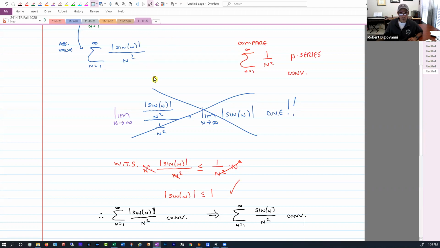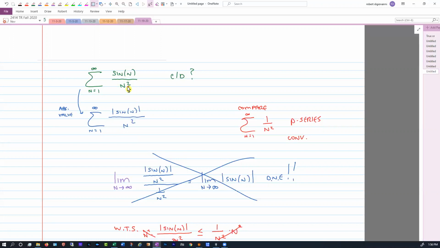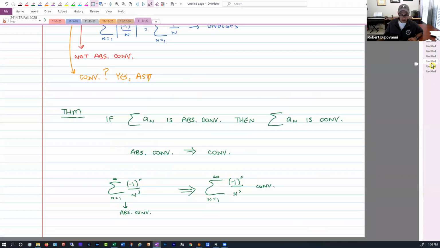I think it might be worth running through that one more time. We started out with something. It was not alternating. Look, everyone, if this had been an alternating series, I just would have run the alternating series test. That's what I would have done. But it's not alternating. It does fluctuate between positive and negative. So I said, all right, let's see if it's absolutely convergent. Because if this converges, then I know that that converges, because that's what the theorem just said.